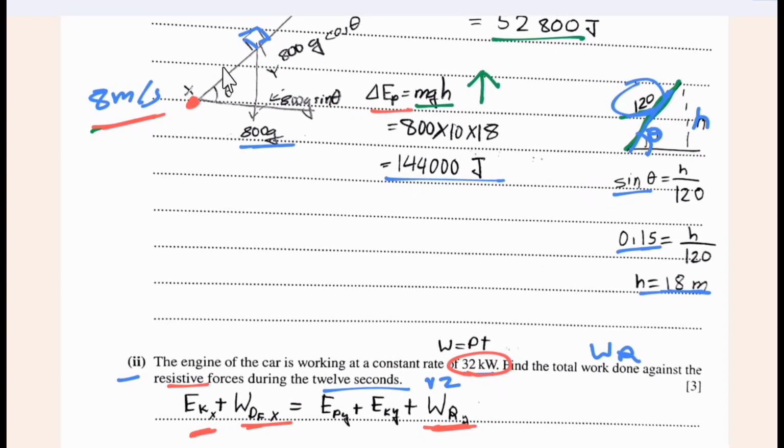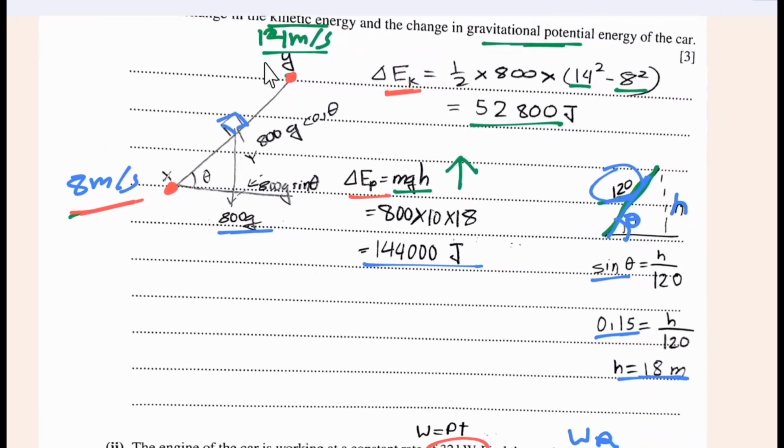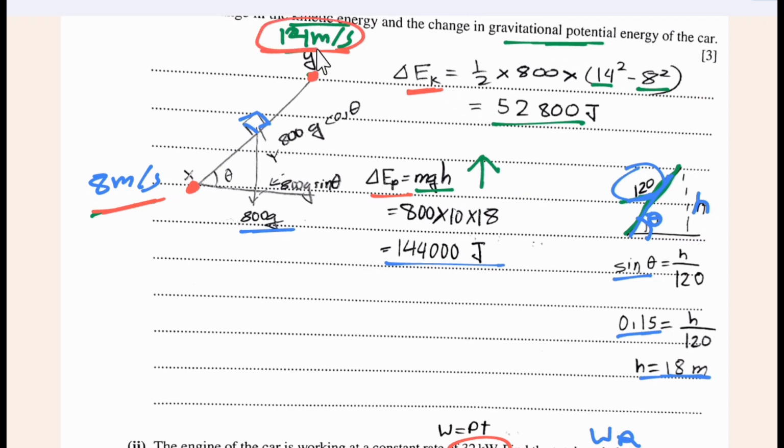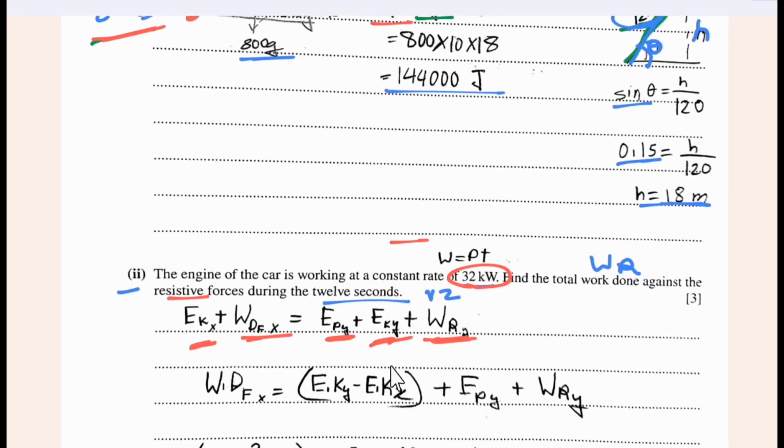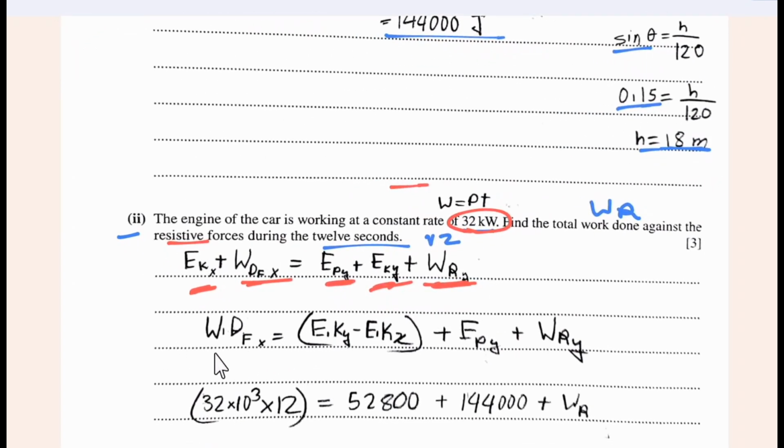as it moves up the hill, so it has some gravitational potential energy, and we know that it has some speed, so it has kinetic energy. So we equate these values. Okay, so what is the work done by the driving force?